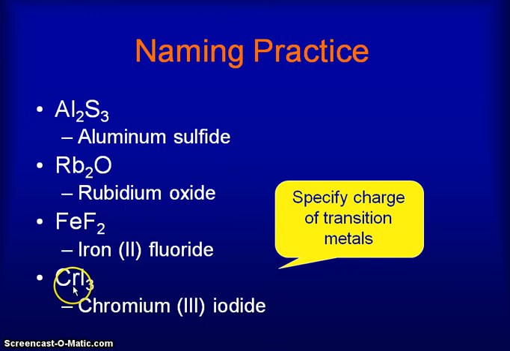Same thing with chromium down here. Iodine is a 1-, just like fluorine, they're in the same group. And I need 3 of them to balance out 1 chromium. So this must be chromium(III) iodide.